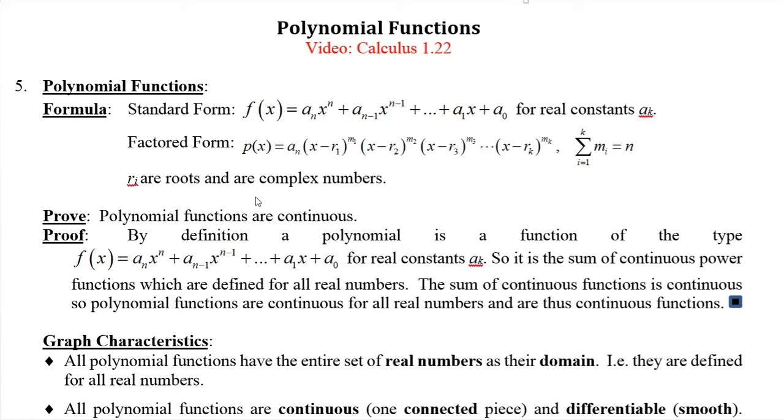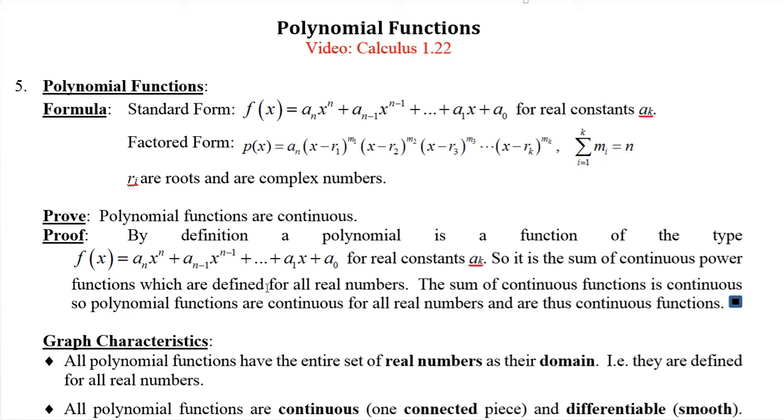So the first thing we want to know is, are polynomial functions continuous? You probably already know that they are, but if you look at the proof, it's pretty straightforward. Each one of these terms is a power function, and we've already proved that power functions are continuous, and we know that the sum of two continuous functions is continuous, and so there's the whole proof. And it's not only continuous, it's defined everywhere, so polynomial functions are one connected piece all the way across.